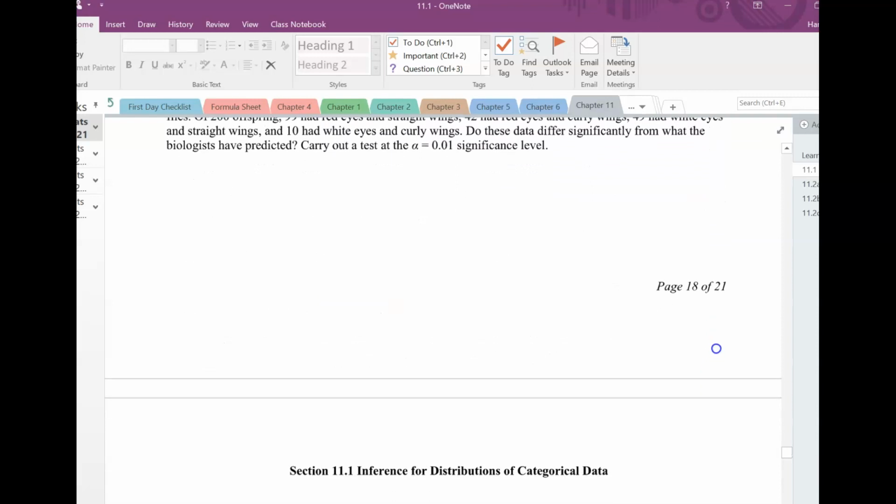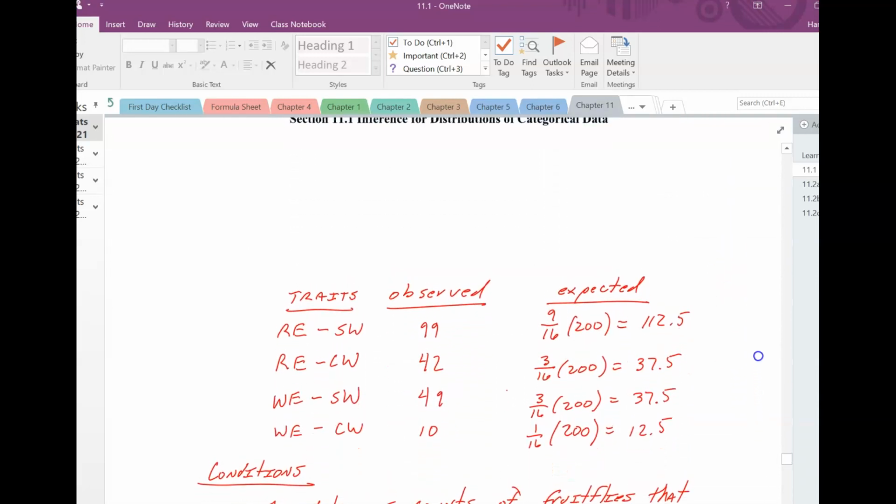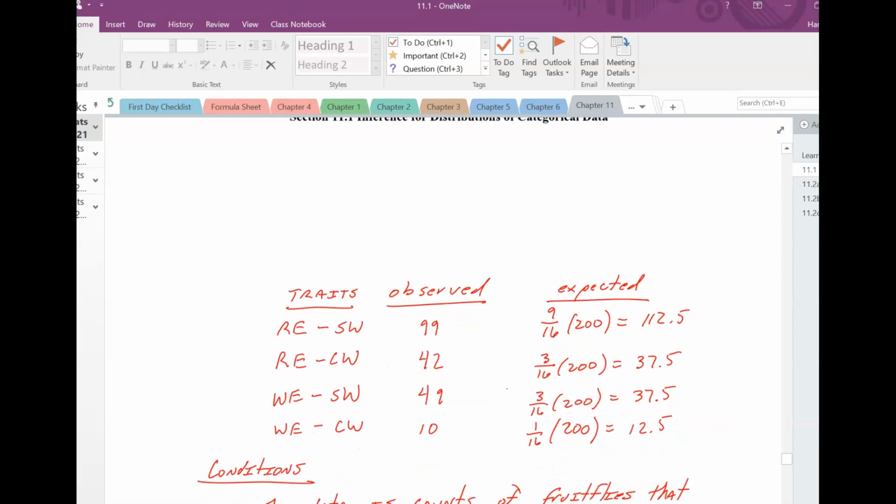So if we're carrying out this test at the significance level of 0.01, we need to make sure that we do have all of our values here. You have the observed values as they were listed in the question. And based on those proportions that we just showed, out of 200, this is how many you would expect to have those characteristics.